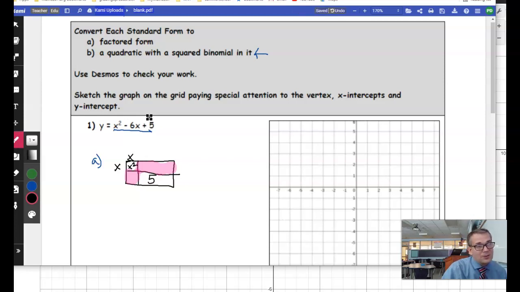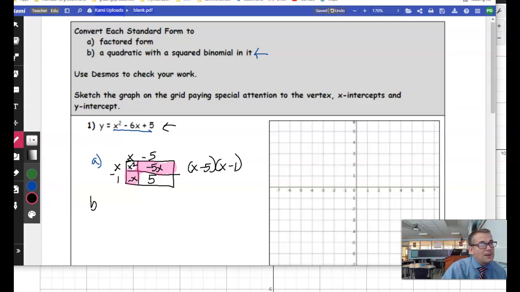It has to work out in such a way that when I find the things that multiply to make 5, the pink squares combine to make negative 6. And this one you might be able to do without the area model, because not many things multiply to make 5. Our only choices are 5 and 1, and they both have to be negative, because negative 1 times negative 5 is positive 5. This would be negative 5x area, and the area of this would be negative x, and negative 5x and negative x do combine to make negative 6x. So part A, factored form of this quadratic is going to be x minus 5 times x minus 1.